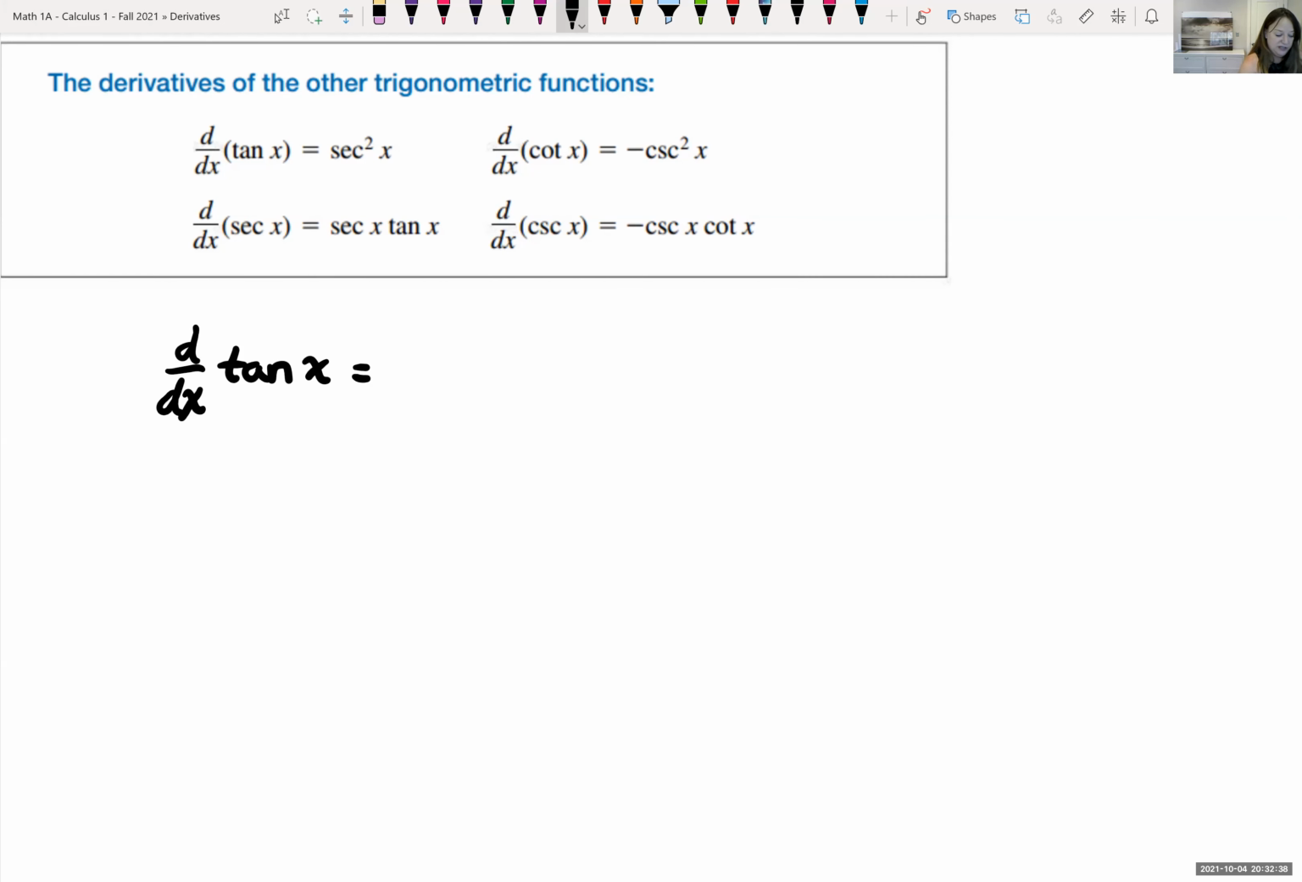This is the same thing as saying the derivative. Let's rewrite tangent of x in terms of sine and cosine. So tangent of x is the same thing as sine of x over cosine of x. We've already derived the formulas for the derivative of sine and cosine. We need to use the quotient rule.